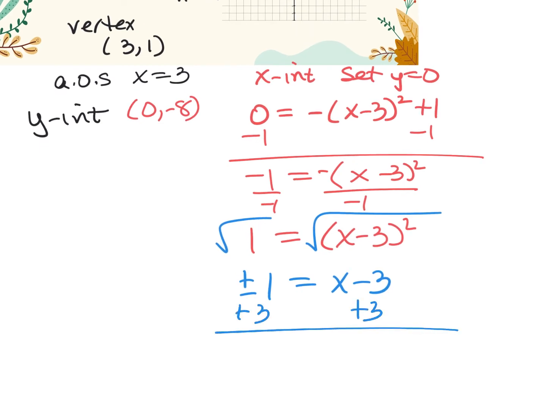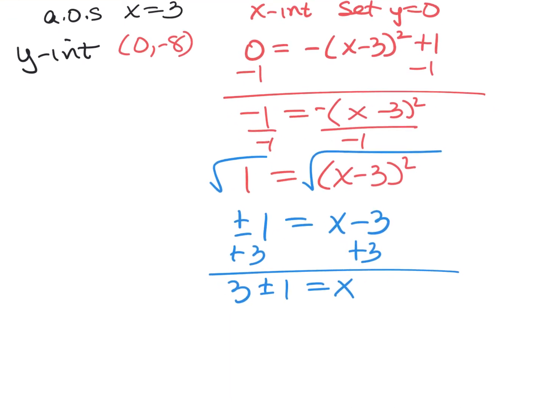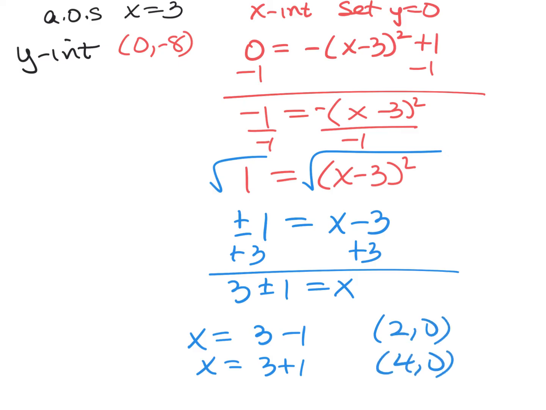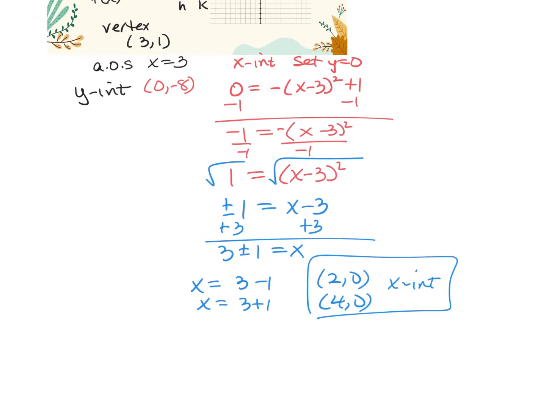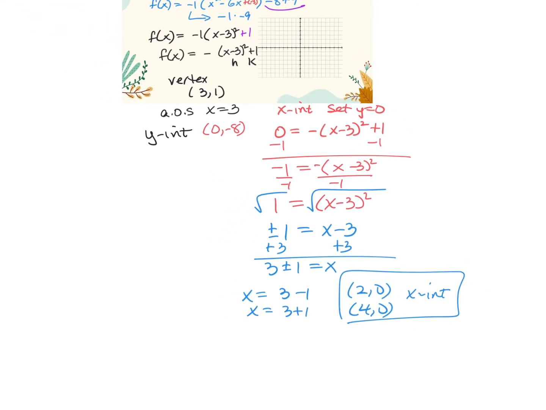Now, because there's no radical, I actually have to do the problem here. So I have to do x equals 3 - 1 and 3 + 1. So my x-intercepts are (2, 0) and (4, 0). Okay, so these are now my x-intercepts. So now I have all the pieces I need. I have my y-intercept, my axis of symmetry, my vertex, and these x-intercepts.